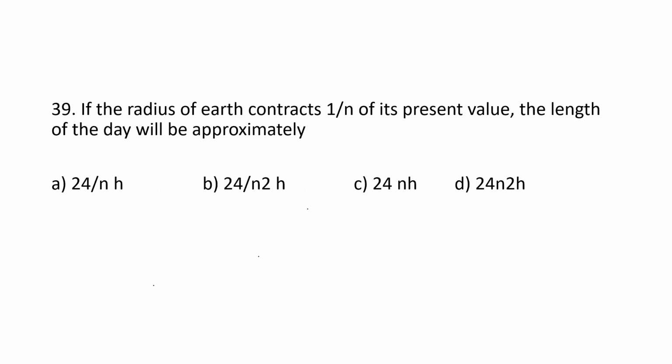Next question. If the radius of Earth contracts to 1 by n of its present value, the length of the day will be approximately. In the previous case, we have seen one similar problem, but that was by comparing the time period of two different planets. Here we are taking only Earth when it contracts to 1 by n times of its present value. So how to do this one?